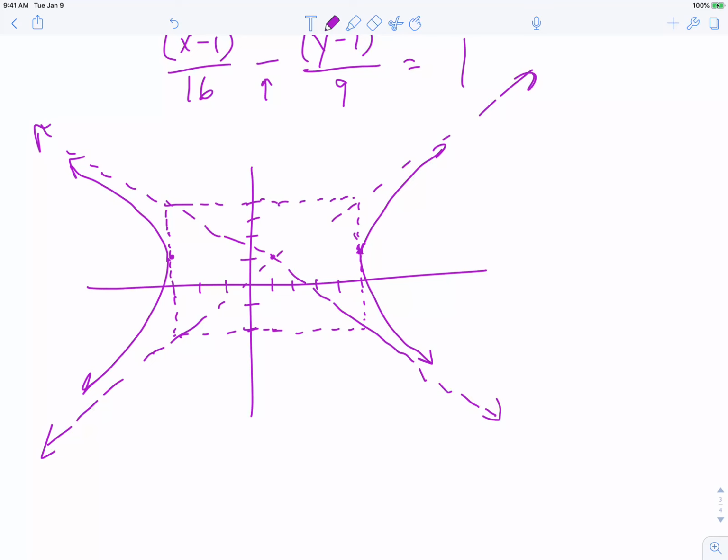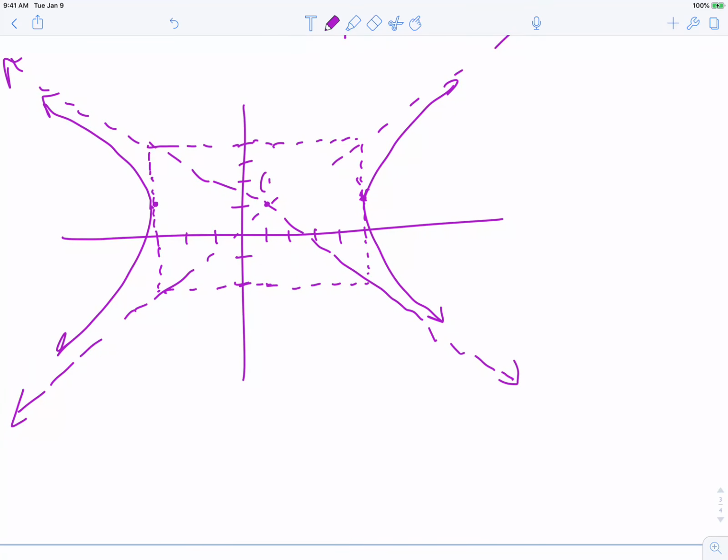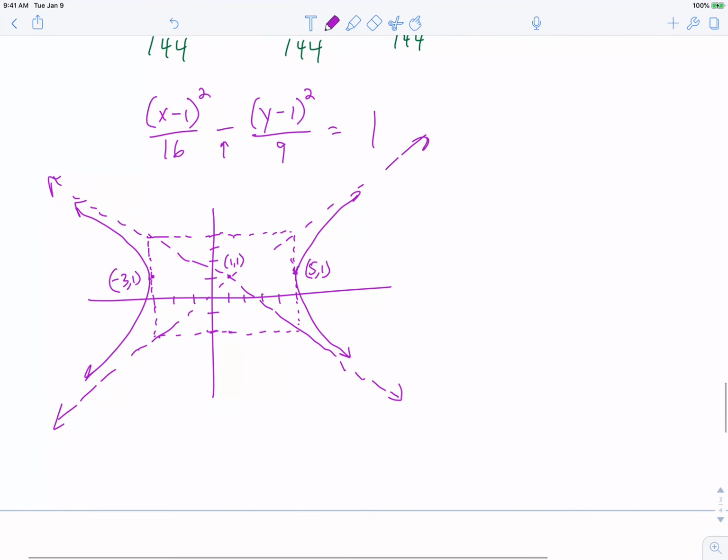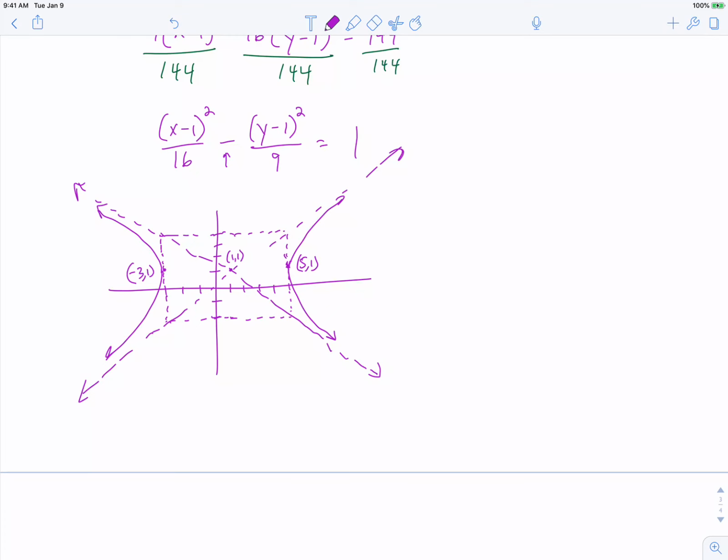All right, we label some points here. Our center is at 1, 1. Our vertex is going to have a y value of 1, and then it's 1, 2, 3, 4, 5, so it's going to be 5, 1. And then we've got negative 3, 1. I'll leave you to find the foci. We can talk about that to start class if you have a question about it.